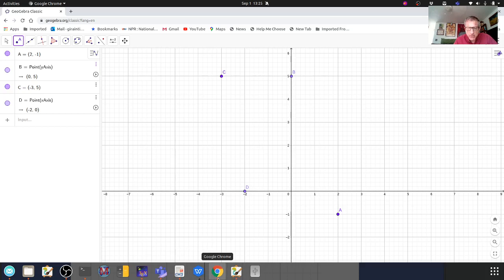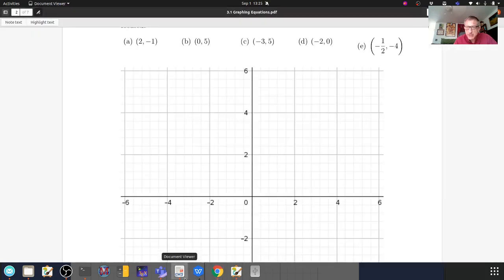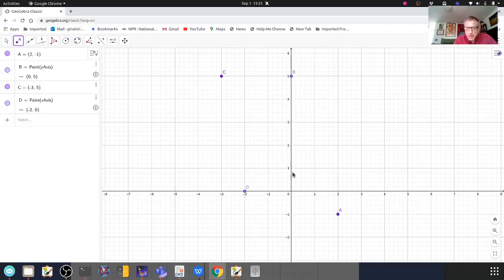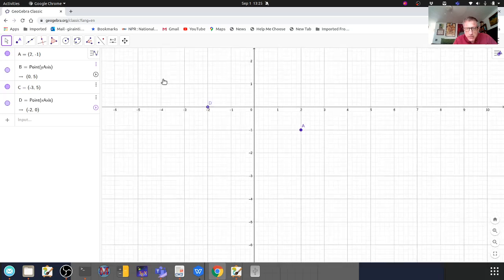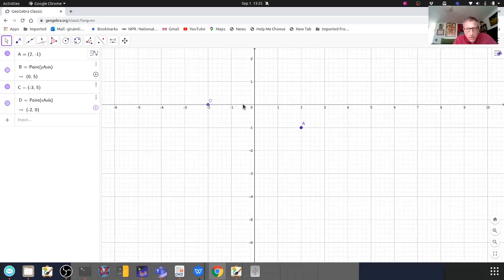And then the final point we're asked to graph is -1/2 and -4. So here is 1, here is -1. So halfway in between 1 and -1 is 1/2, and we want to go down to 4. So I'm going to have to scoot it up a little bit more. So 1 half, 1 half, 1 half, 1 half, right there. I'm not for sure if I'm getting it exactly right.